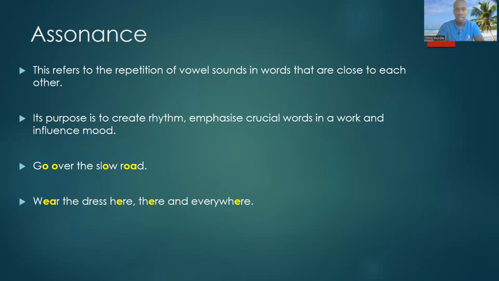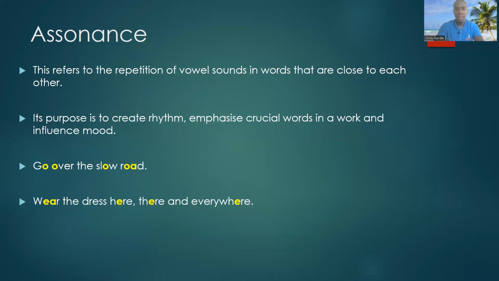So let's look at some examples. Go over the slow road. We have the repetition of the O. Go, over, slow, road, and O and A will form a diphthong, which is a combination of two vowel sounds. So we have four O's. So that's the sound that is repeated.